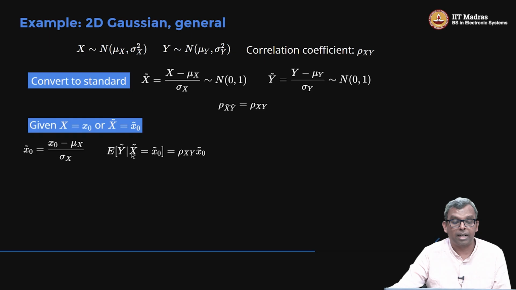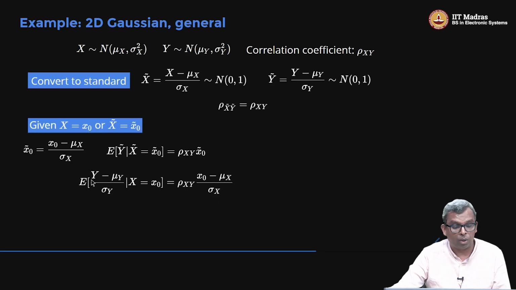Expected value of y tilde given x tilde equals x 0 tilde is rho xy times x 0 tilde. We know that. Now we replace all the tildes with the originals. What do you get? (Y minus mu y) by sigma y given x equals x naught is rho xy times (x naught minus mu x) by sigma x. Now here you have to manipulate, right? I want only y, so I have to multiply by sigma y and then bring the mu y to the right.